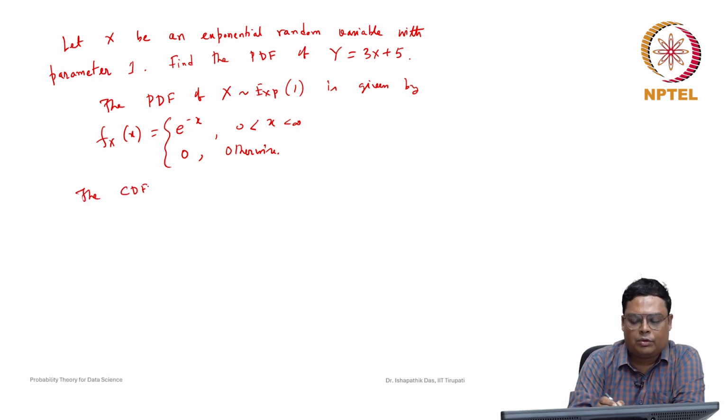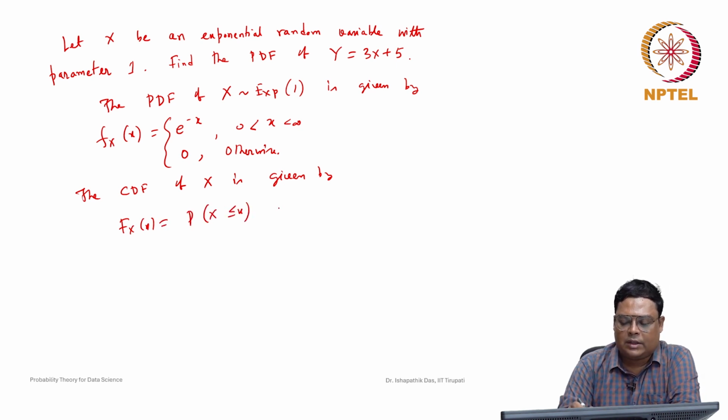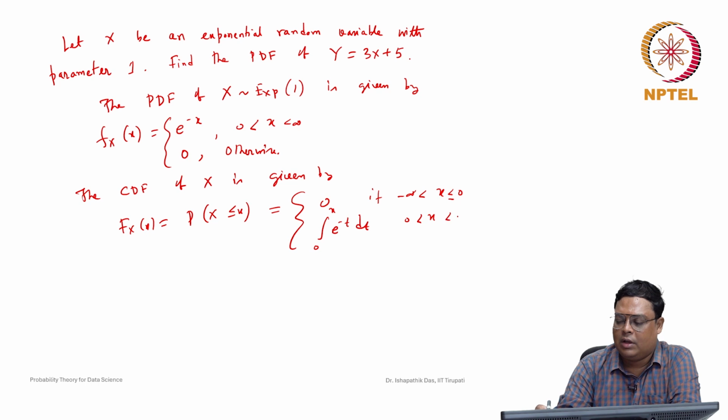The cumulative distribution function of x is given by F of x, which is the probability that X is less than or equal to x. You can recall that this will be 0 if x is less than 0, because there is no density there. Then you integrate from 0 to x the density function e to the power of minus t dt, whenever x is any value greater than 0.